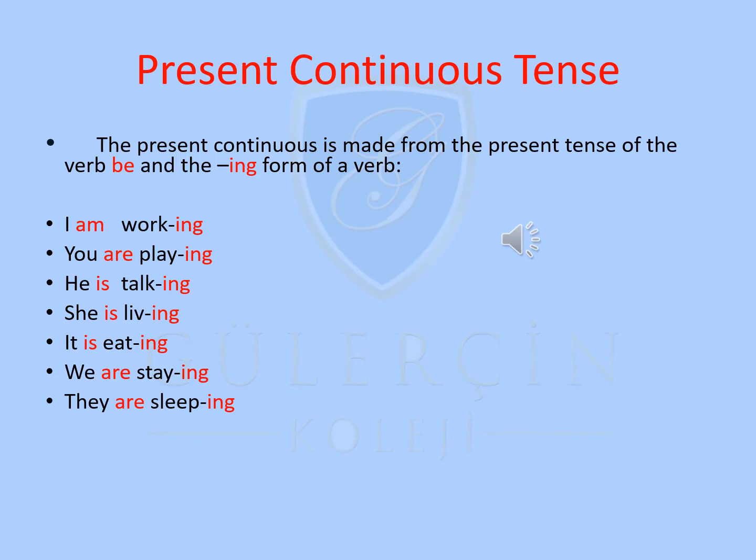Today's topic is present continuous tense. First of all, let's see how it is formed. The present continuous is made from the present tense of the verb to be and the ing after the main verb. For example, I am working. We use I, the verb to be am, work, and ing: I am working.